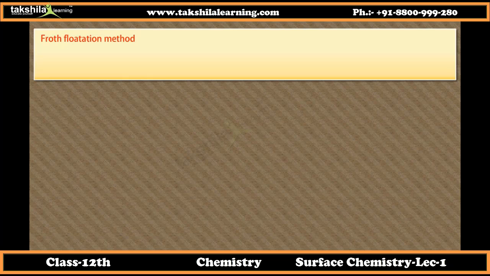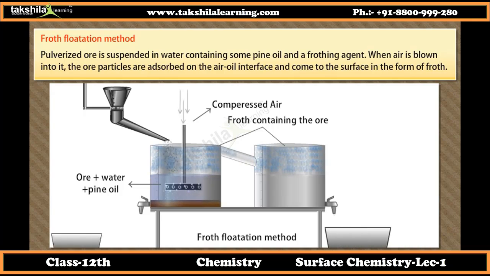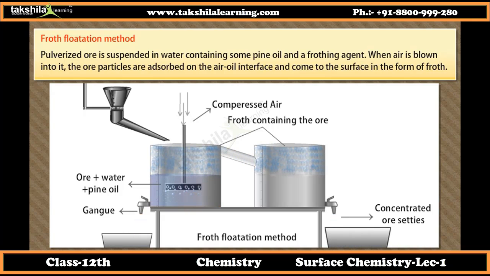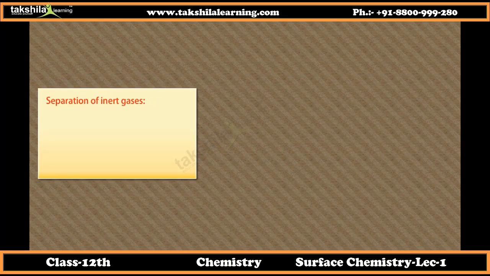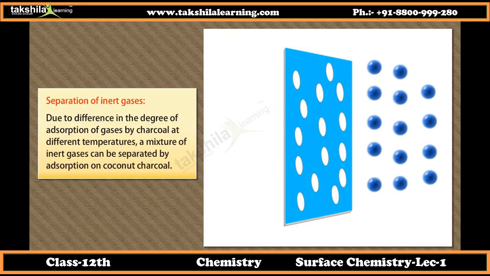Froth flotation method. Pulverized ore is suspended in water containing some pine oil and a frothing agent. When air is blown into it, the ore particles are adsorbed on the air-oil interface and come to the surface in the form of froth. For example, sulfide ores are concentrated by this method. Separation of inert gases. Due to difference in the degree of adsorption of gases by charcoal at different temperatures, a mixture of inert gases can be separated by adsorption on coconut charcoal. Catalysis.